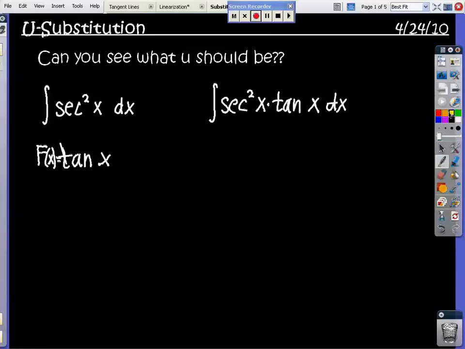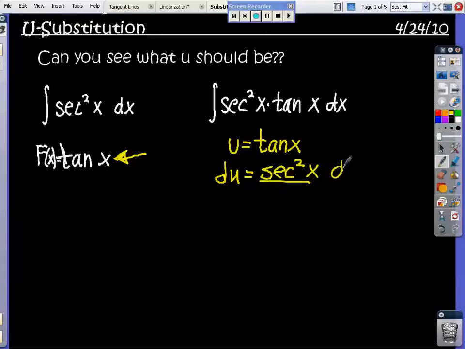So what you're going to be looking for is when you assign something to be u, you want du, its derivative, to be another part of the function. So this underline right here should end up being the other part of the function. Using the example we had here, we know that tangent's derivative is secant squared. And so contrary to how we did the problem in 1, our u is going to be tangent of x because du is secant squared of x, and we're going to multiply it by dx.